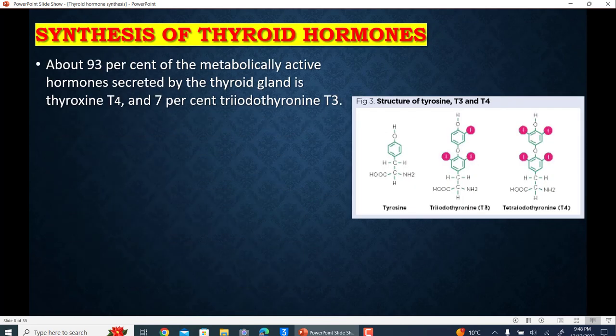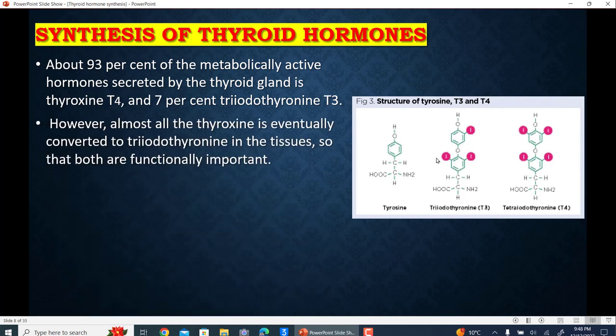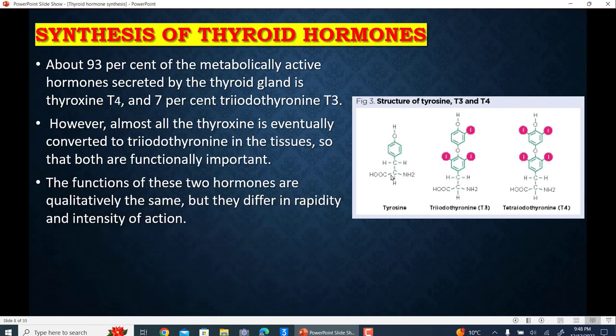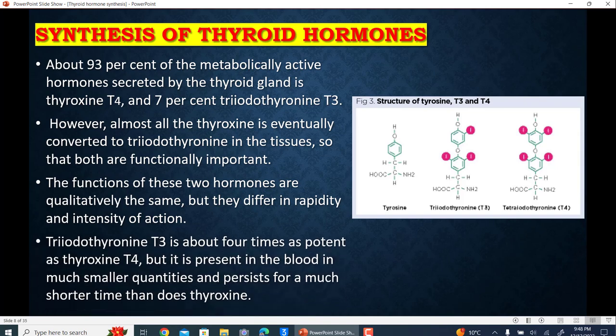Synthesis of thyroid hormone. About 93% of the metabolically active hormone secreted by the thyroid gland is thyroxine, which is called T4, and 7% is triiodothyronine, which is called T3. However, almost all the thyroxine is eventually converted to triiodothyronine in the tissues, so that both are functionally important. The functions of these two hormones are quantitatively the same, but they differ in rapidity and intensity of action.